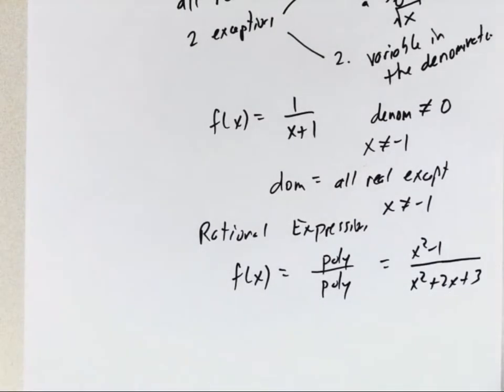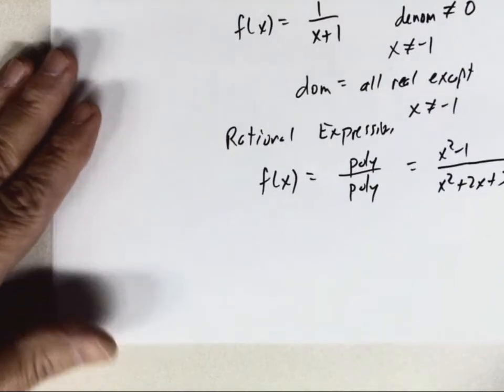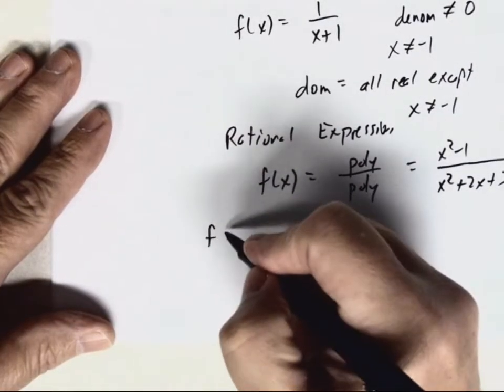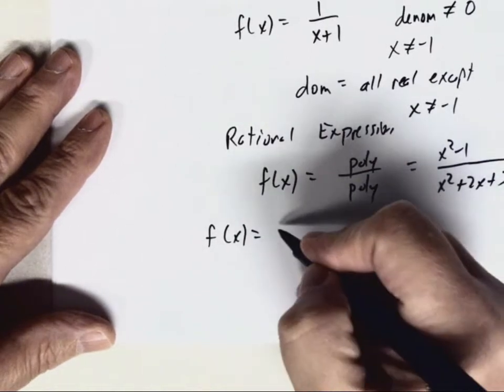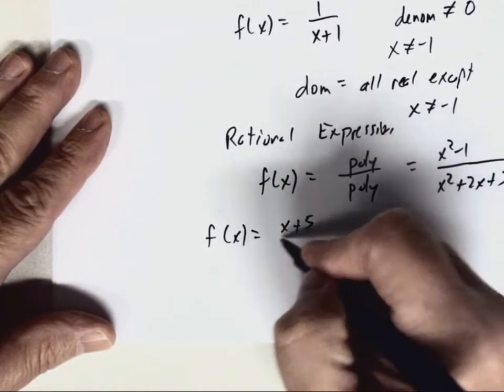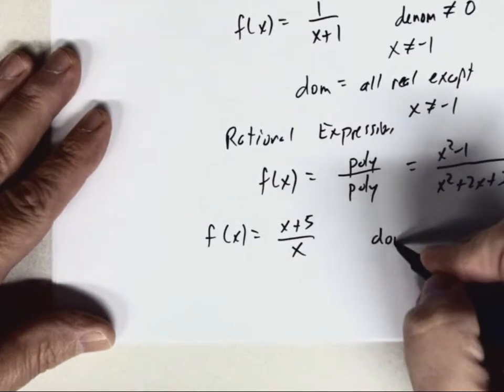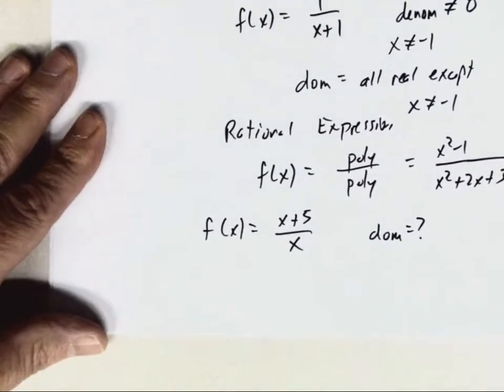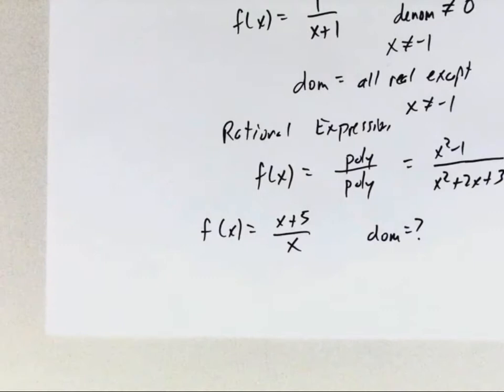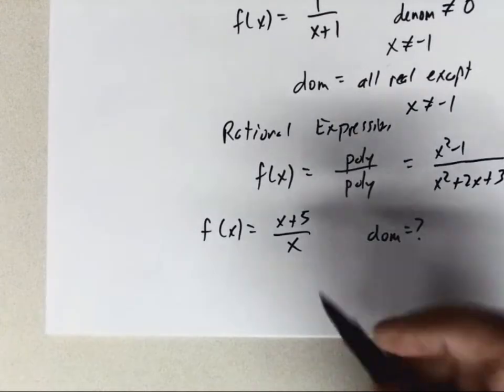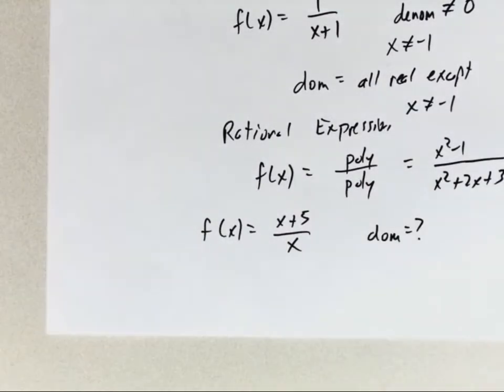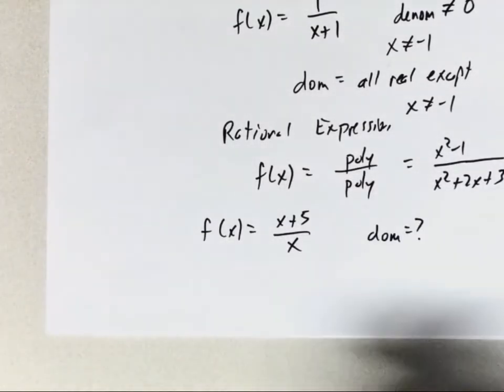So let's do some examples. How about, if I'm given this function, I'm asked to find the domain. So once again, my starting point for any function or equation is the domain is all real. So I'm going to assume it's all real. And then the only thing I am worried about, there's no square roots here, the only thing I'm worried about is, do I have a variable in the denominator?